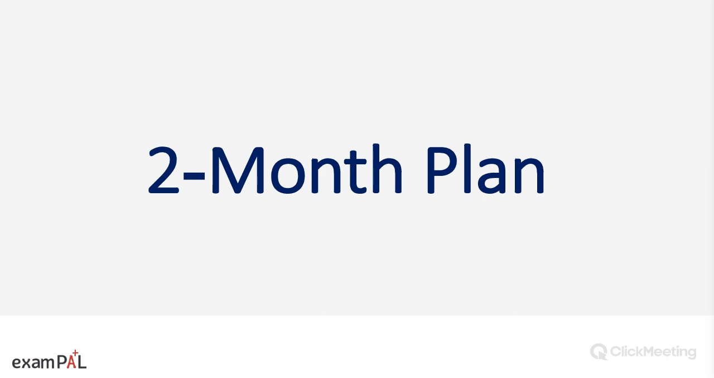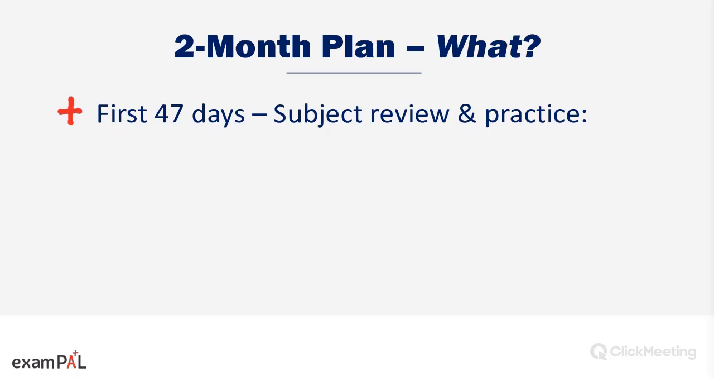All right, so let's get down to the nitty-gritty. What does a 2-month study plan look like? So 2 months, we're going to talk about 60 days now, and if you're doing a little bit more or a little bit less, then you have to adjust accordingly, but just for convenience's sake, I'm going to talk about a 60-day plan. So the first 47 days of a 60-day plan are about learning the material of the GMAT and practicing it, right? So subject review and practice, okay?